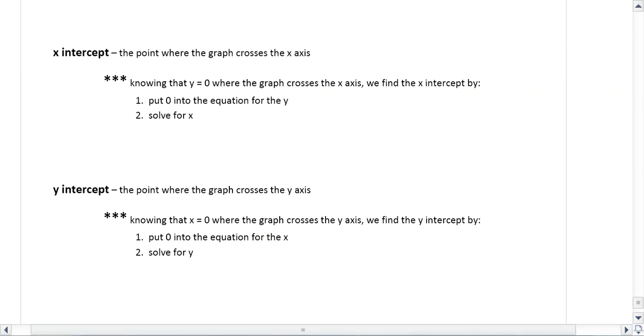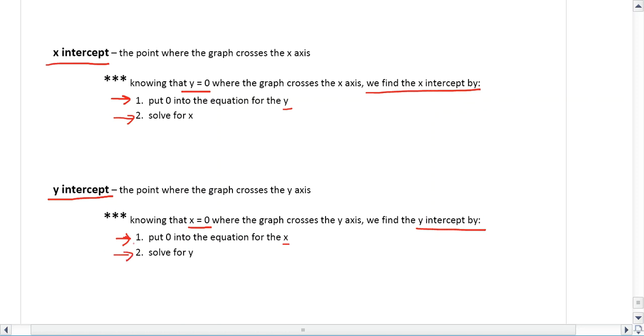So putting into words what we just talked about, the x-intercept is defined to be the point where the graph crosses the x-axis. And algebraically, we know that right at the point where it crosses the x-axis, y is 0. And so we can use this to find the x-intercept by doing these steps. In the equation, put 0 where the y is, and then use your algebra skills to solve for x. And the vice versa is true. The y-intercept is the point where the graph crosses the y-axis, and algebraically we can find that because we know that right at that point x is 0. So we find the y-intercept by putting a 0 into the equation where the x is, and we solve for y.